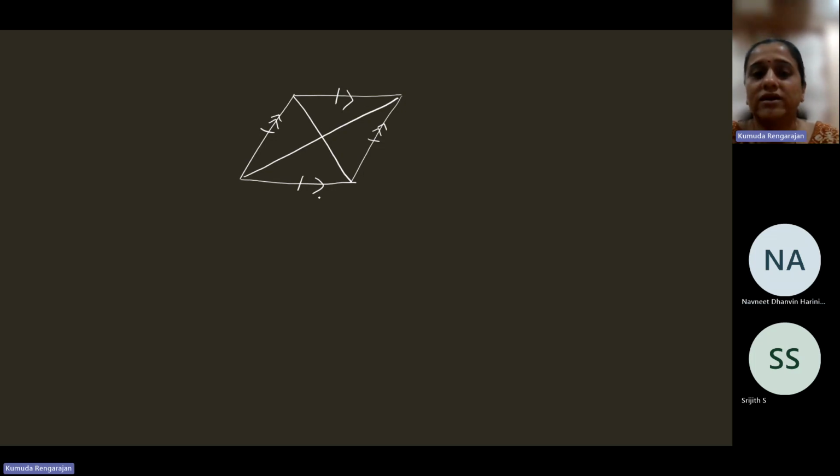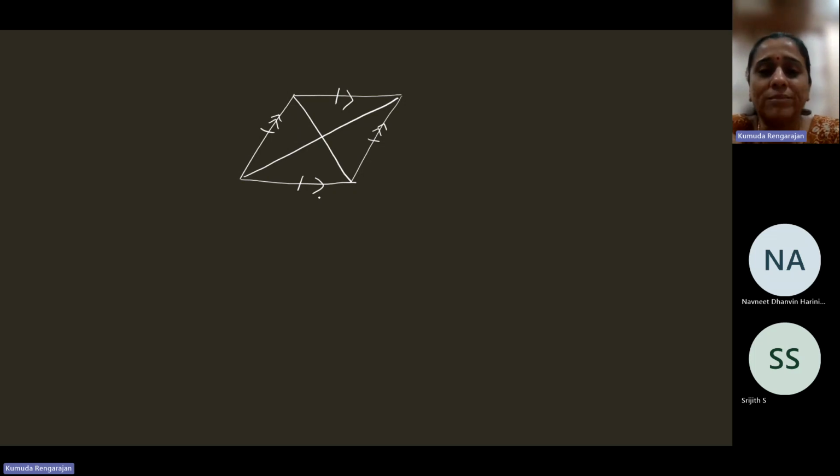In a parallelogram, when all the sides are equal, it becomes a rhombus. When that change happens, a few other changes also happen. Like square and rectangle: in a rectangle, if all the sides are equal, it's a square. Similarly, in a parallelogram only opposite sides are equal, but if all sides are equal, it's called a rhombus.